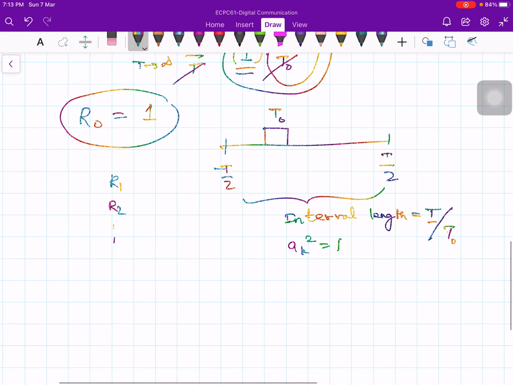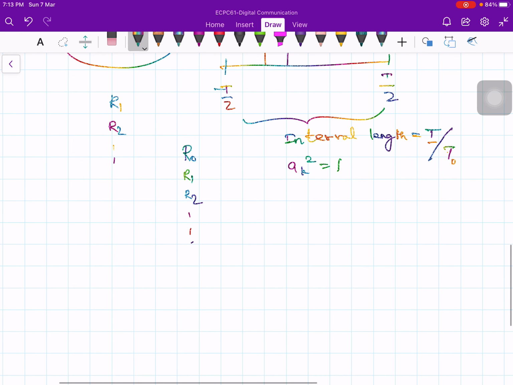So this argument is going to be repeated every time we consider a new line coding scheme, either on-off line coding scheme or polar scheme or bipolar scheme, doesn't matter. So we always try to calculate what is R0, what is R1, R2 and so on and so forth. Alright, what is the product of these two?